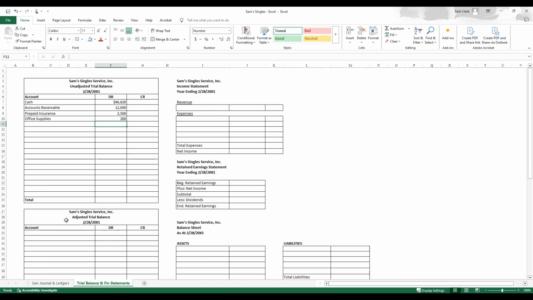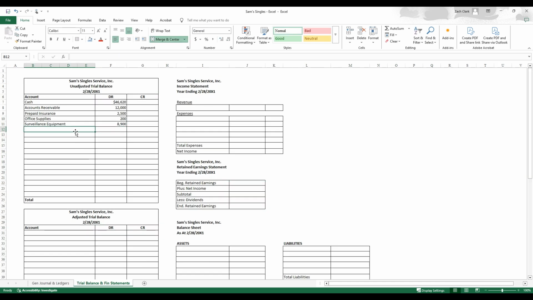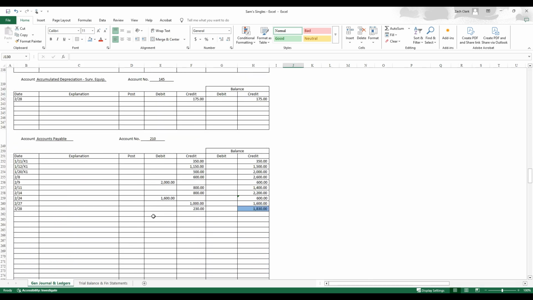That's good. Okay, surveillance equipment. That's got a total, I believe it's the cost, right? Its historical balance of 8,900. Then accumulated depreciation, surveillance. That is a credit balance, a contra asset, of 175. That'll reduce the overall balance of the surveillance equipment down to its depreciated net book value.